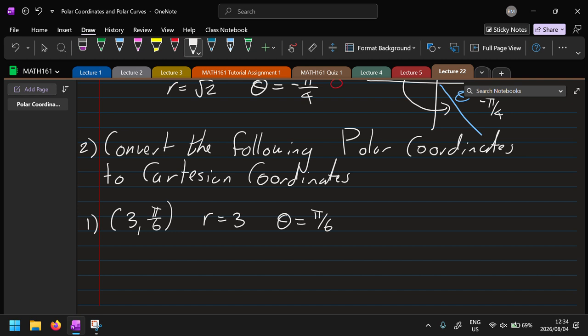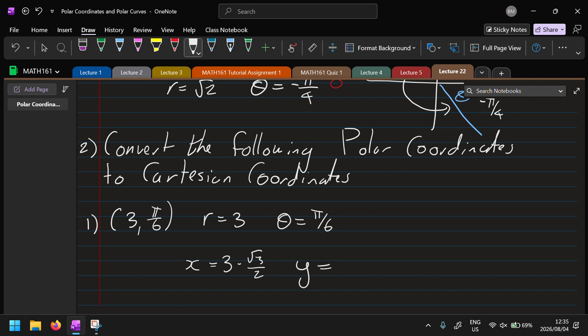How do we find x? R cos theta. We have r, we have theta. We can find x. So it will be 3 times cos of pi over 6. Special angle. Someone said root 3 over 2. Yeah.